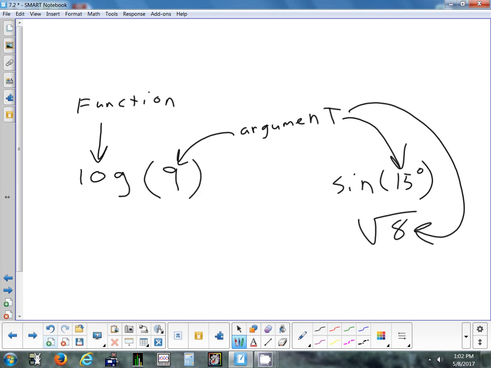And then usually they put a number down there. Does anybody know what that number is called? It's called the base. And the base can be any number except a negative. Okay, so when we deal with logs, we're not going to deal with negative bases or negative arguments. They'll always be positive.